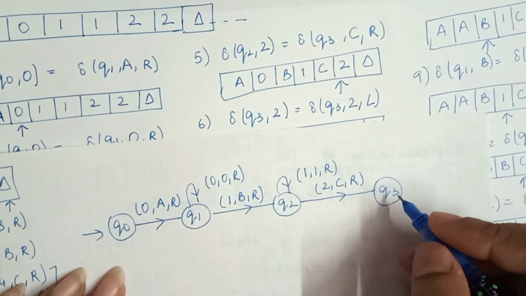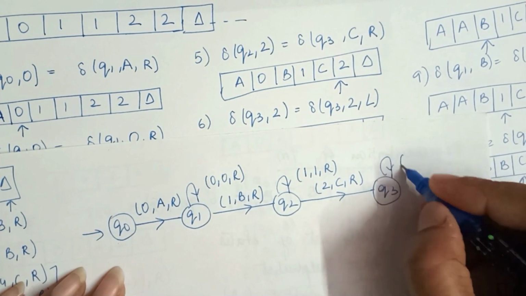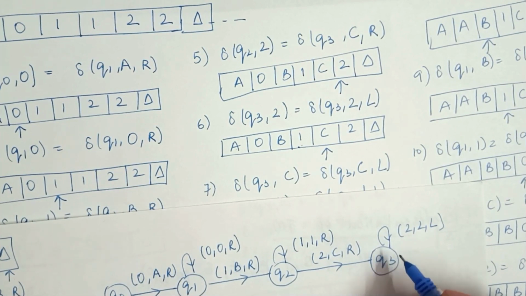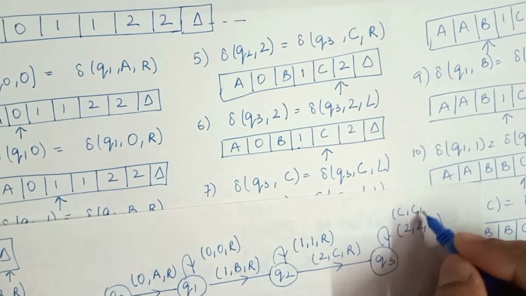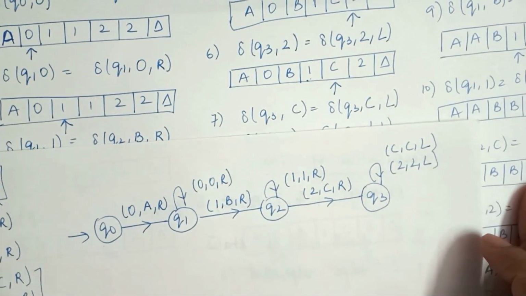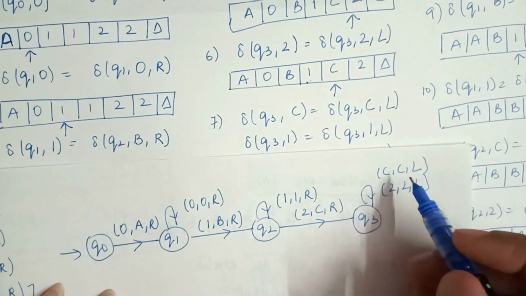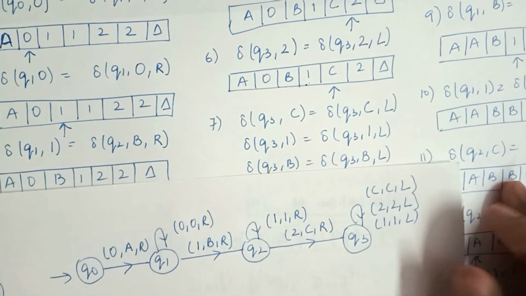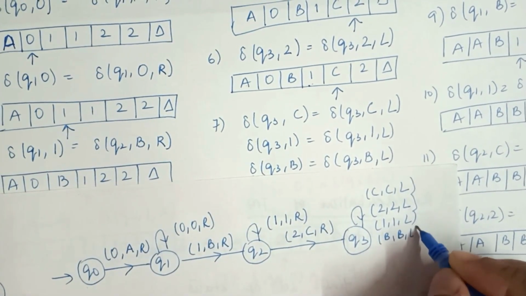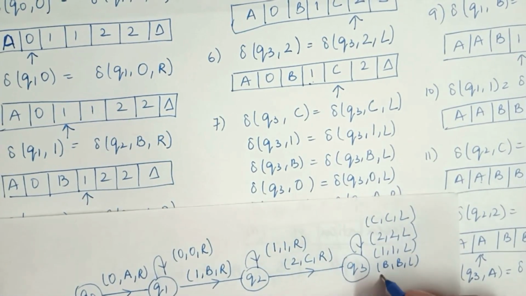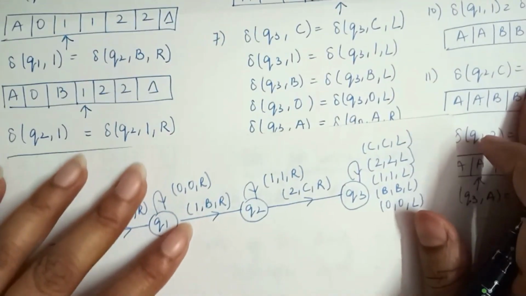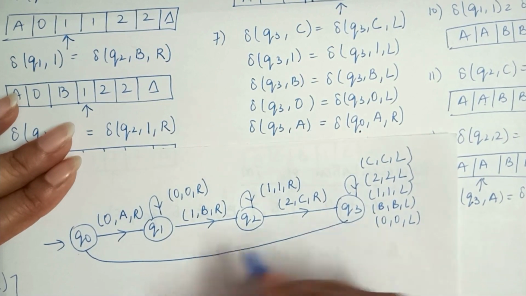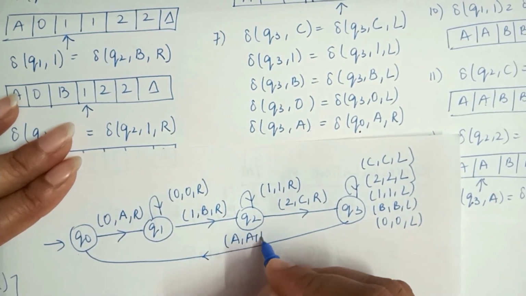Now if I am on Q3 and reading 2, I am on the same state, that is 2, 2, L. Now if I am reading C on Q3, it will become C, C, L. Then if I am on Q3, 1, 1, L. Then B, B, L. Then 0, 0, L. Then if I am on Q3 and reading capital A, it will move to the Q0 state. So this will become A, A, R.